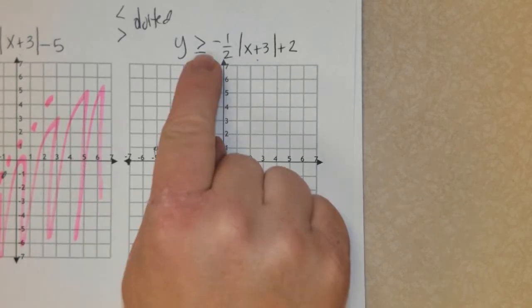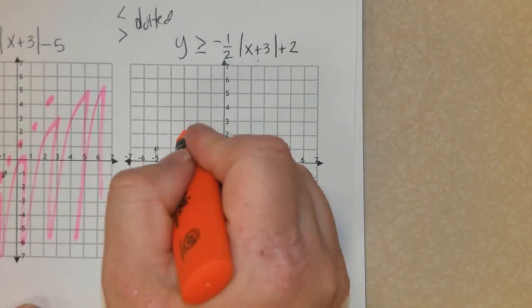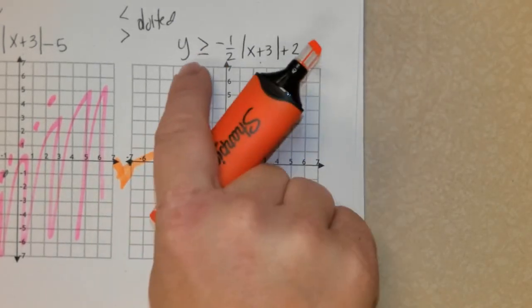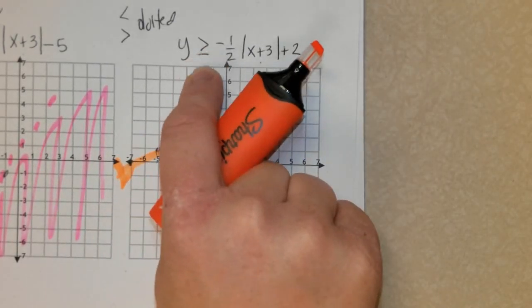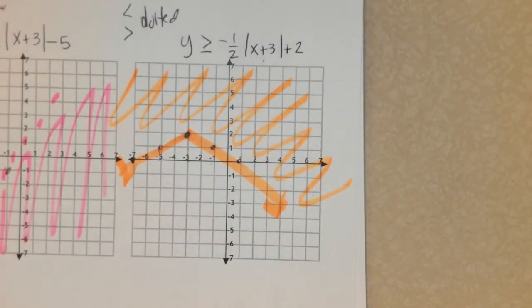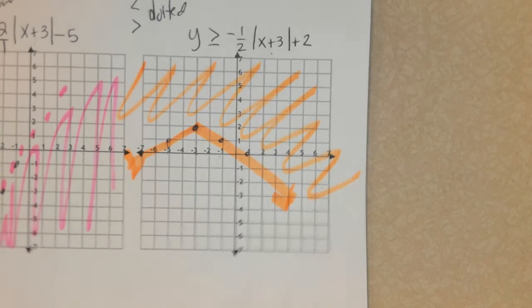This time, I see a line underneath. When there's a line underneath, it is a solid line. And now, which way do I shade? If it has a greater than, whether it's greater than or greater than or equal to, that means shade above. Anything that is shaded means it is a solution to this.